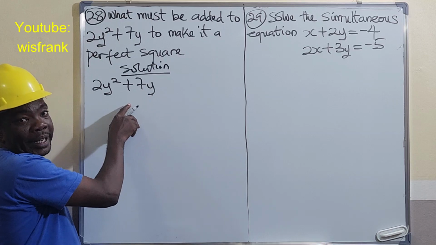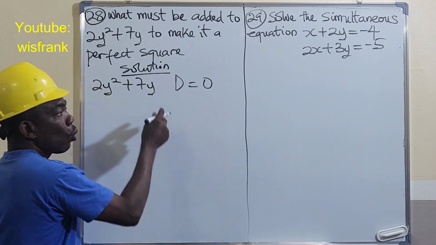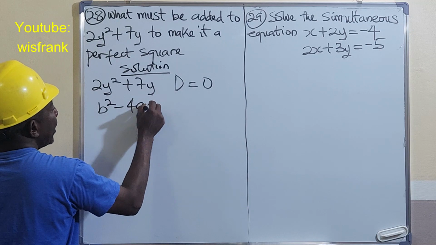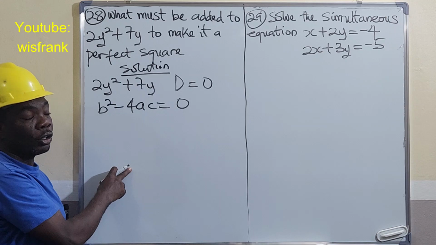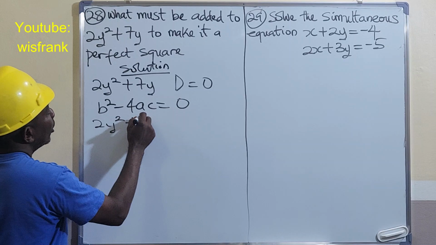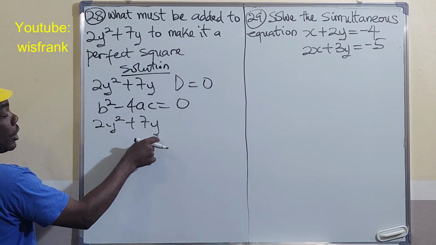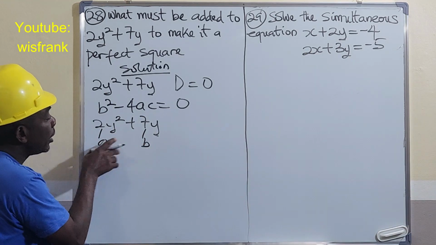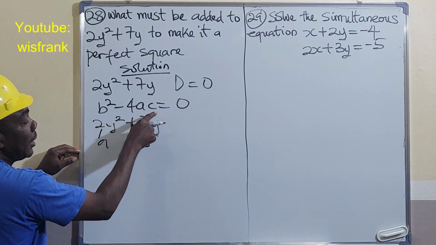Here, the discriminant must be equal to 0. That means D must be equal to 0. What is D? The discriminant. It is b squared minus 4ac, and it must be equal to 0. This is the discriminant of the quadratic equation. So in this case, we have 2y squared plus 7y. For us to allocate a and b into this equation, this is a and this is b. So we need to substitute this back into the discriminant, where we have b squared minus 4ac equals 0.